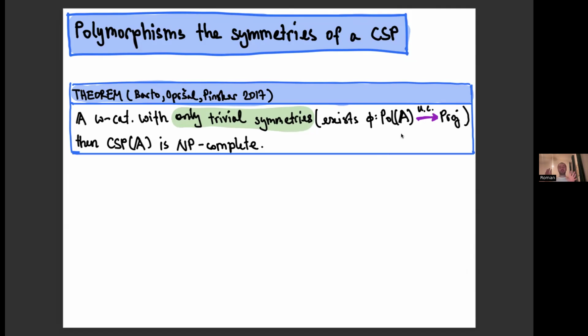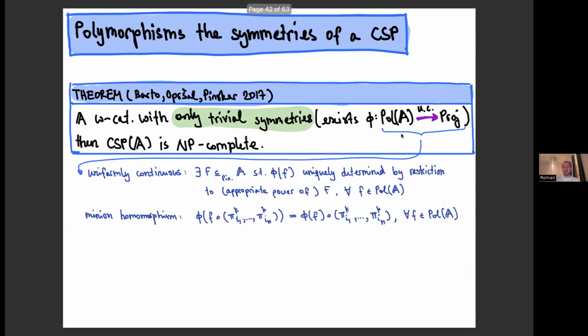Here, projections means just the clone of all projections on a two-element set. Then the CSP of A is NP complete. And here, I don't want to really go into the details, but the polymorphism clone of A and also the polymorphism clone of projections come naturally equipped with uniform structures, and then you can ask for this minion homomorphism to be uniformly continuous. I spelled this out here, but this is actually not really needed in the following.